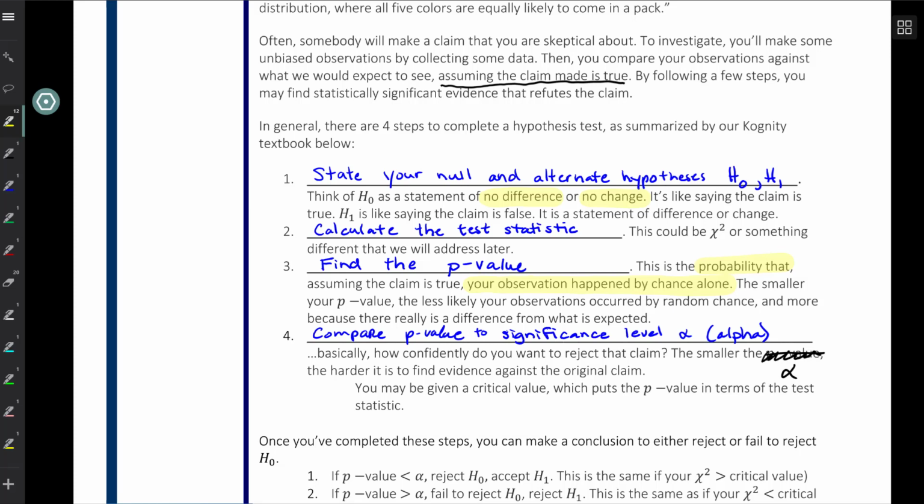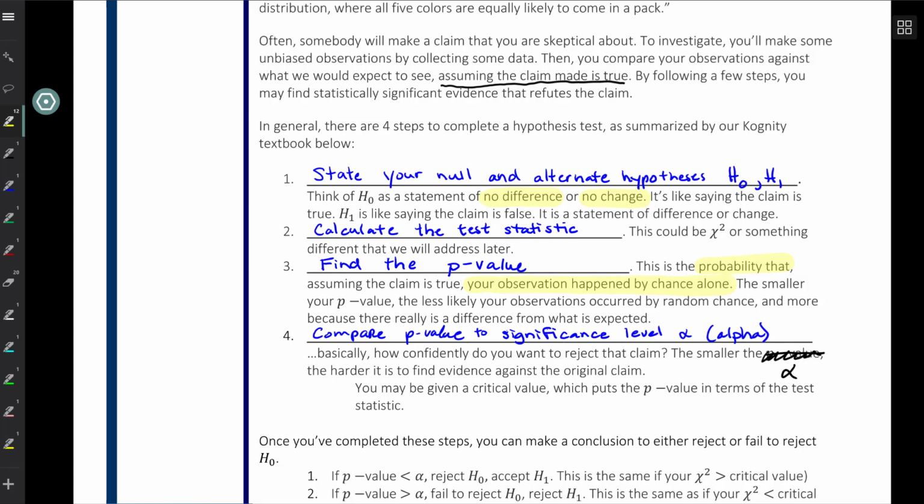So how small does a p-value need to be? Well, we compare that p-value to a significance level of alpha, and this is going to be either given to you or it's up to you to make that determination. Alpha, the significance level, is basically how confidently you want to reject the claim. The smaller alpha is, the harder it is to find evidence against that original claim.